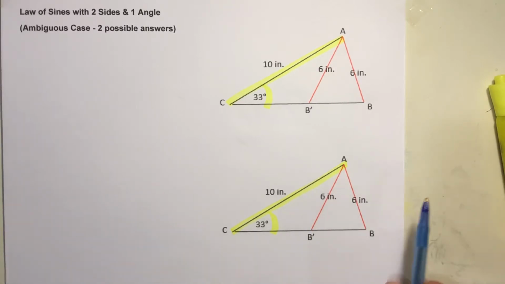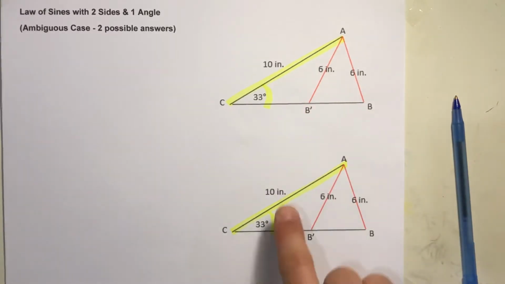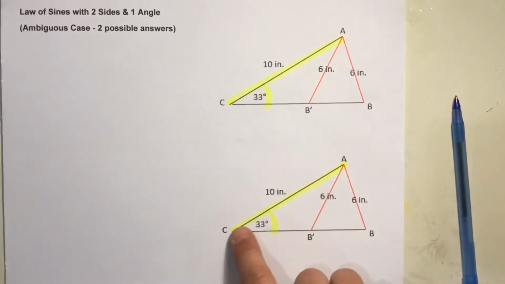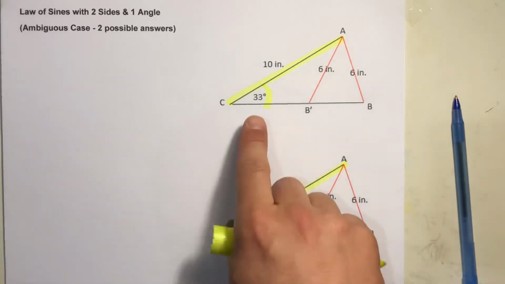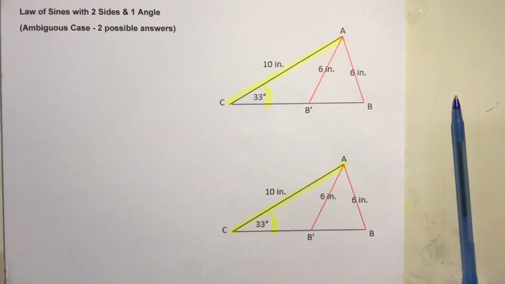So in this set of examples, I'm going to concentrate on the top triangle first. But if you notice what they have in common, they have the 10 inches as side AC. I'm going to keep that constant. That's staying the same throughout both examples. There's going to be two different examples here. They both also have 33 degrees, so I have those highlighted. Those will stay the same.